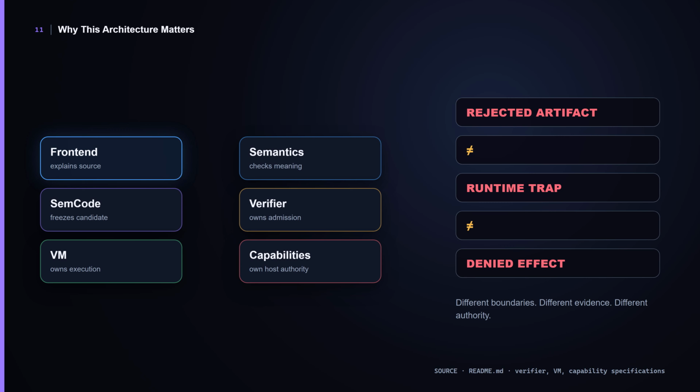The architectural value is separation of responsibility. The frontend explains source. Semantic analysis decides whether that source is meaningful. IR and SemCode make the executable candidate explicit. The verifier owns admission. The VM owns deterministic execution of admitted code. Capability policy owns permission to cross in a host effects. Each boundary narrows what the next component is allowed to assume.